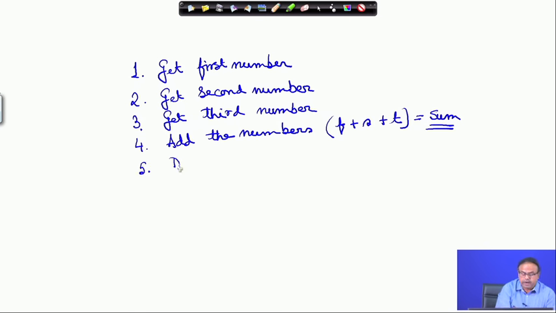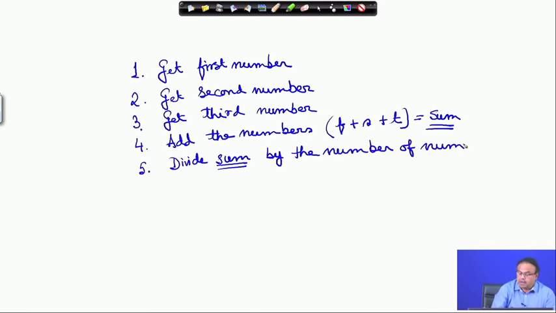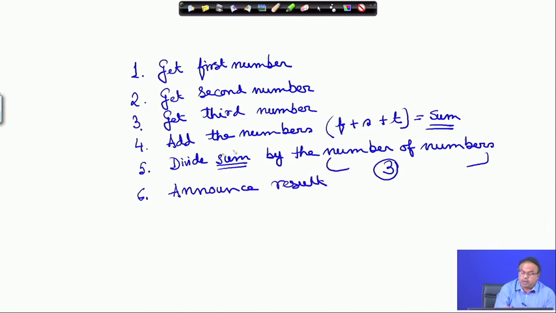and then I say divide sum, that is this sum, by the number of numbers. And what is the number of numbers? Number of numbers here is 3 because there are 3 numbers, and then announce result. So, this one divides the sum by the number of numbers. Something like this, that result is equal to sum divided by 3 in this case, right, and announce result.